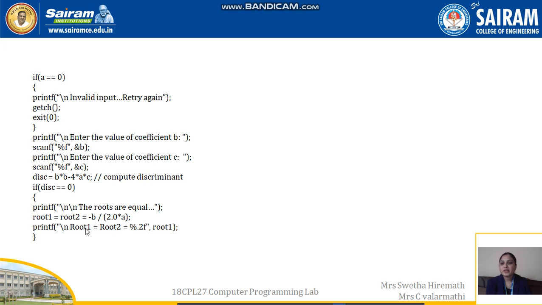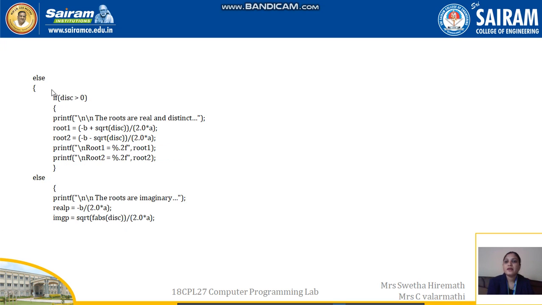With printf, we are going to print the values. Root 1, root 2 will be equal to %0.2f, root 1. Both will be equal to either the root 1 value or the root 2 value, so we are giving any one of them. We can give either root 1 or root 2 here. So if the discriminant value equals 0, we have got the equal roots.